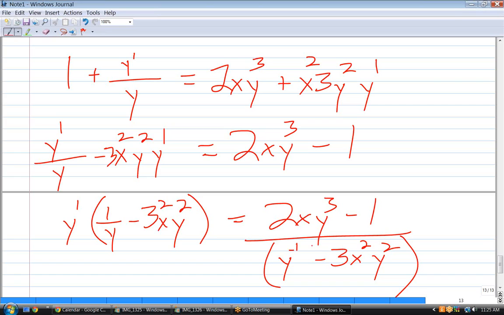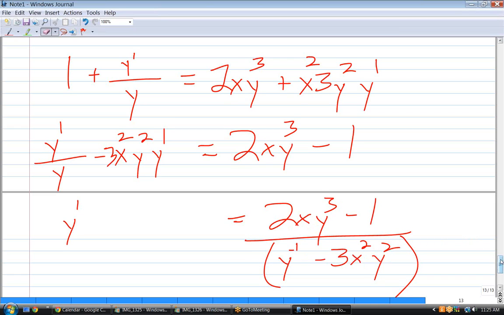In other words, I've got an answer now that's equal to y prime, and that's what I'm trying to solve for. Y prime as a function of x and y. I don't care about negative exponents. If you give me an xy coordinate, I can easily plug it in to everywhere I see over here and go from there.